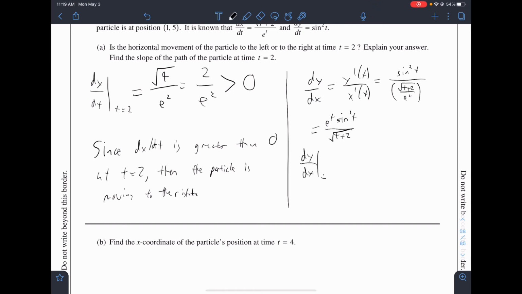Now we just have to plug in t equals 2. This equals e squared times sine of 2 squared, divided by the square root of 2 plus 2, which is 2. So 3.055. Awesome. Yeah, so just plug in 2 for all the t's and you'll get that.